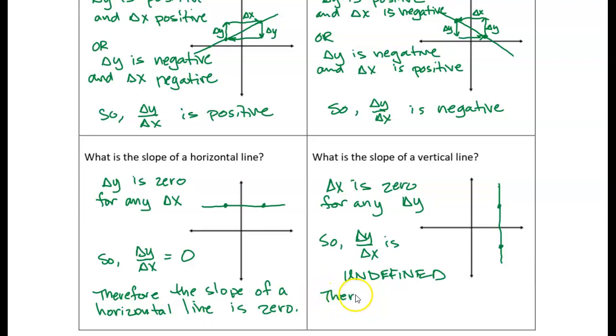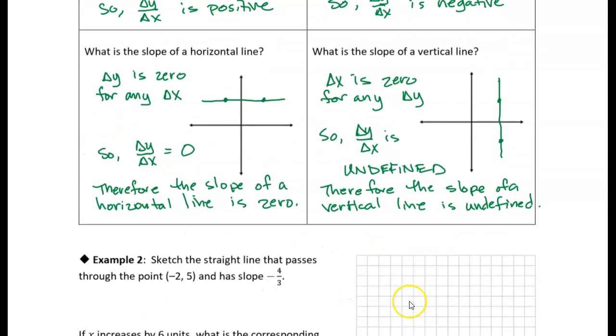So the conclusion that I'm going to write here is, therefore, the slope of a vertical line is undefined. Okay, so these are important things to know. What does a positive slope look like? It slants upward from left to right. A negative slope slants downward from left to right. Right, you're going downhill from left to right. A horizontal line has a slope of 0. For a vertical line, the slope is undefined.